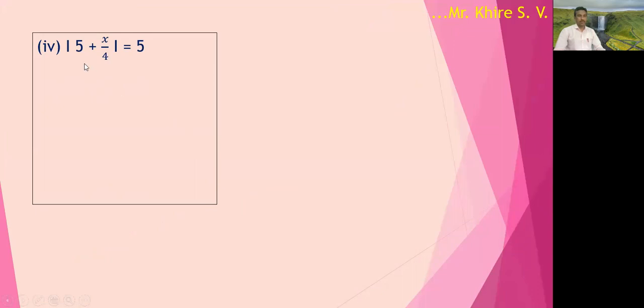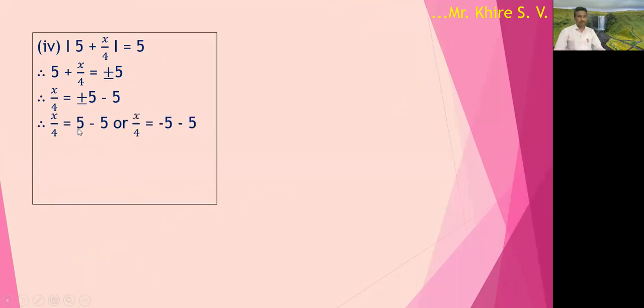Mod of 5 plus x upon 4 is equal to 5. Remove the mod symbol. Therefore, we get 5 plus x upon 4 as it is equal to plus minus 5. Now, x upon 4 is equal to plus or minus 5, this 5 goes to RHS side, it will become minus 5. Therefore, x upon 4 is equal to 5 minus 5, or x upon 4 is equal to minus 5 minus 5. Means x upon 4 is equal to 5 minus 5 is 0.